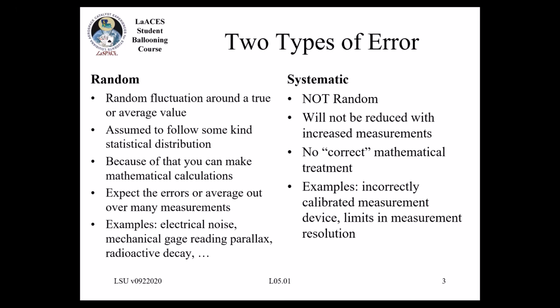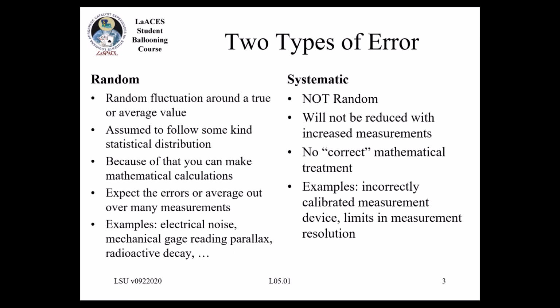Also, you may have actual physical processes. For example, in radioactive decay, if you're counting decays, the underlying thing is based on a random process. So when you measure it, you're going to get a random value.